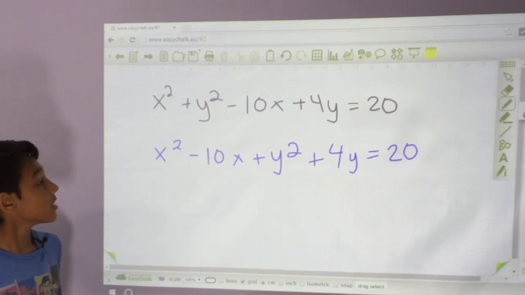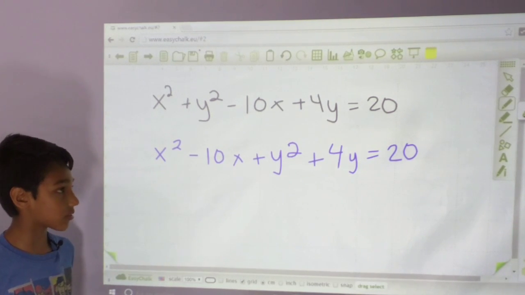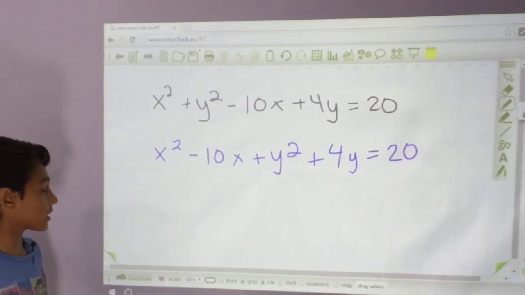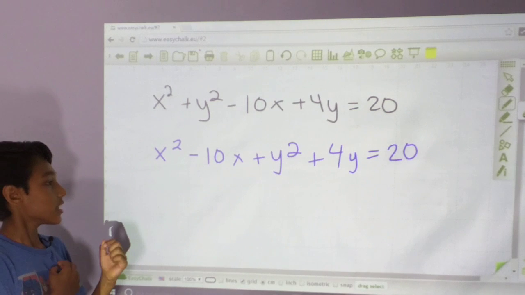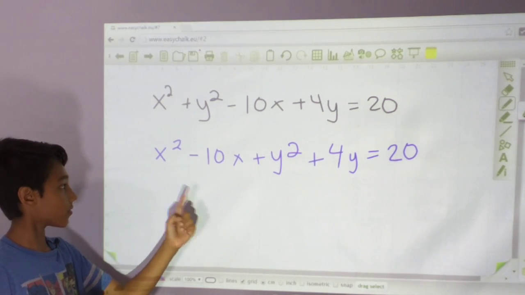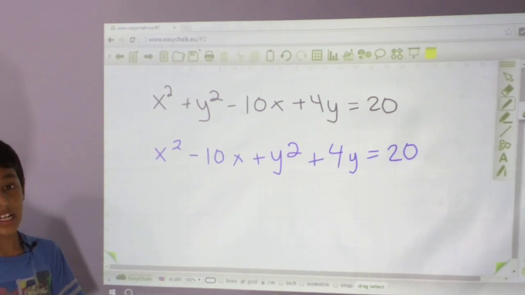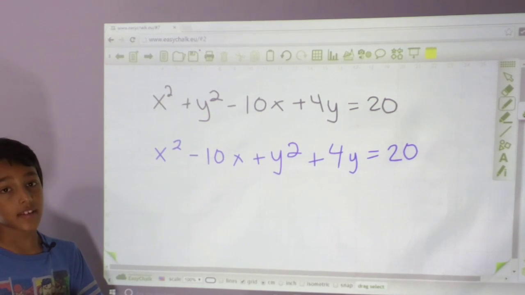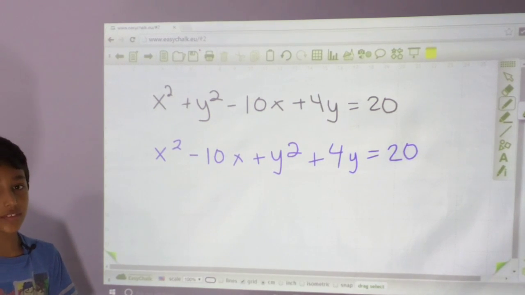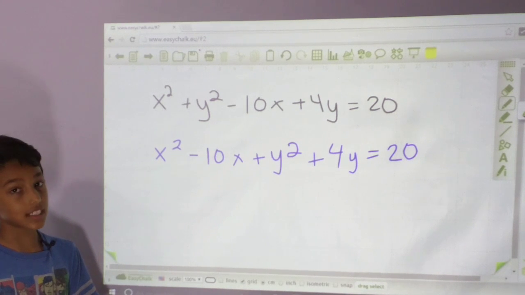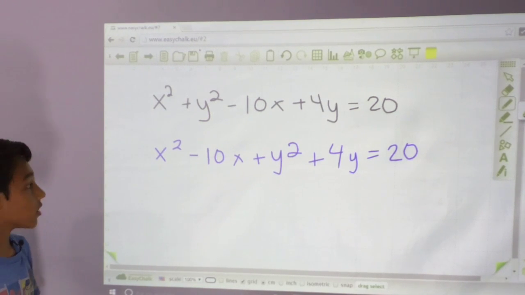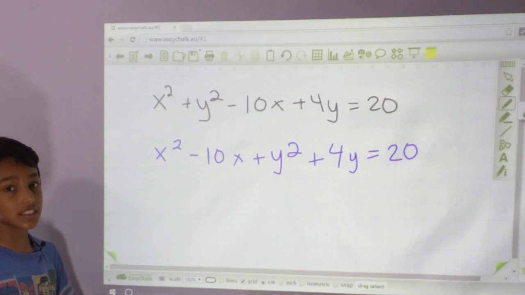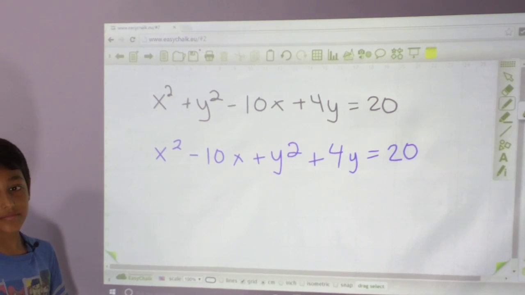So what we need to do to complete the square is add 25. If we have 5 plus 5, that's equal to 10, and 5 times 5 is equal to 25. That's how we got 25. If we did 2 times 5, that's also 10, but if we do 2 plus 5, that's 7. So 5 plus 5 is 10, so that's why we're using that.